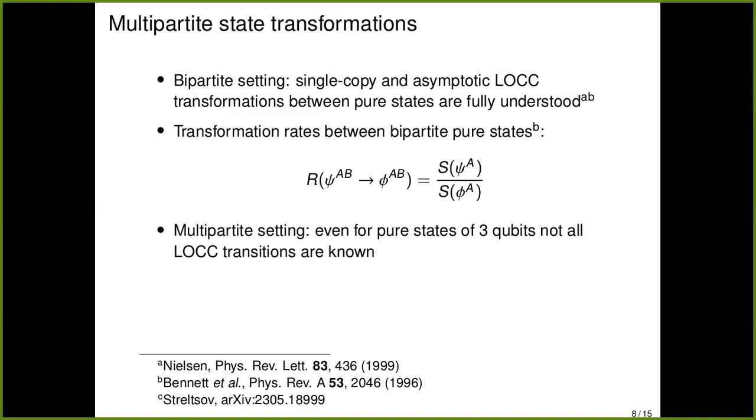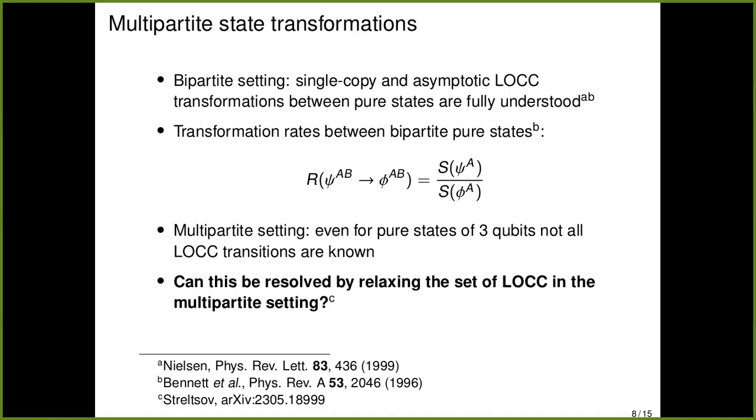But as soon as you go to the multipartite setting, even if you look at a pure state of 3 qubits, you neither know which other pure states of 3 qubits it can be converted into, nor do you know the rate. This is in general. For some special cases you do know, but in general you don't. This is a bit disappointing, because it seems that there should be something that could be done about it.